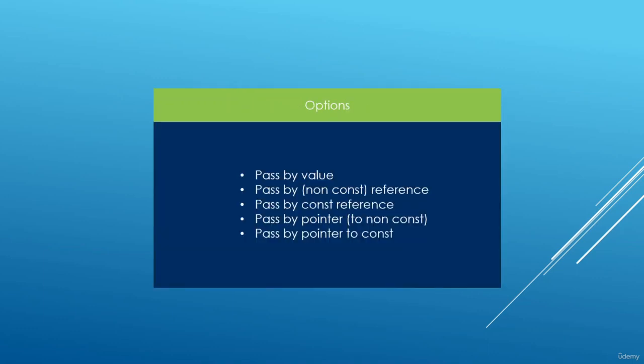We could pass by value, we could pass our parameters by non-const reference, we could pass by const reference, we could pass by pointer to non-const, or we could even pass by pointer to const. So I want you to pause the video and try to think about what could happen in each of these cases if we pass a const dog object as a function parameter. Try to think about it, and then I am going to tell you.